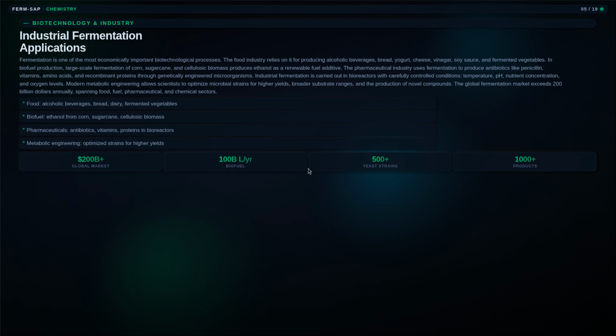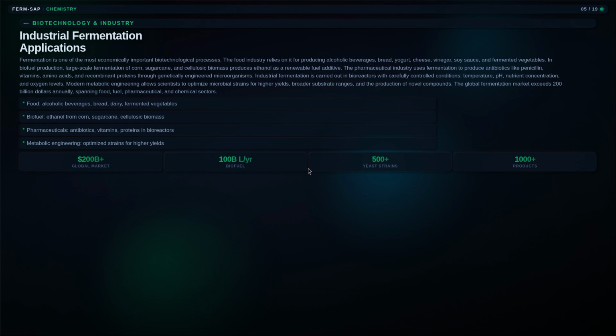Fermentation is one of the most economically important biotechnological processes. The food industry relies on it for producing alcoholic beverages, bread, yogurt, cheese, vinegar, soy sauce, and fermented vegetables. In biofuel production, large-scale fermentation of corn, sugarcane, and cellulosic biomass produces ethanol as a renewable fuel additive.